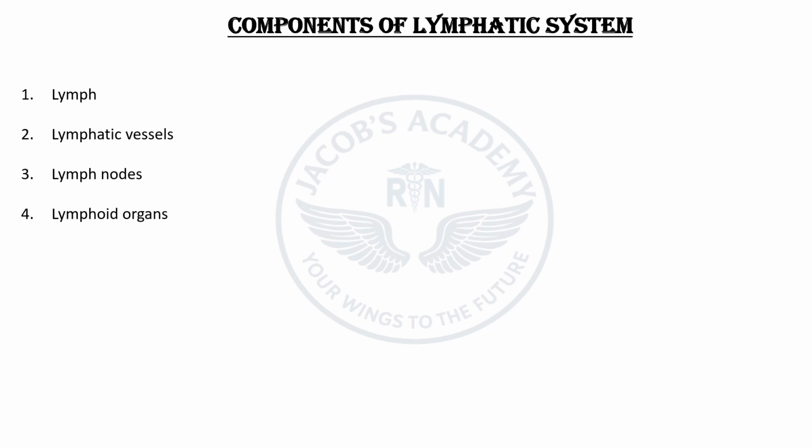And the fourth component is lymphoid organs, which include the thymus, spleen, tonsils and MALT. These organs are involved in the production, maturation and activation of lymphocytes. All these components work together to maintain fluid balance, immunity and body defense, which is very important in nursing practice.